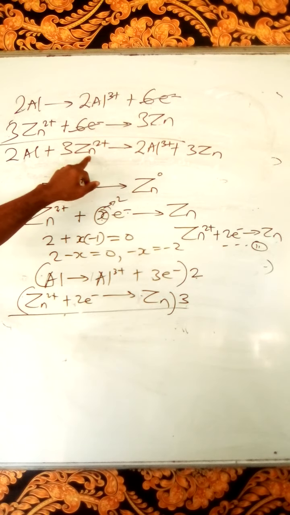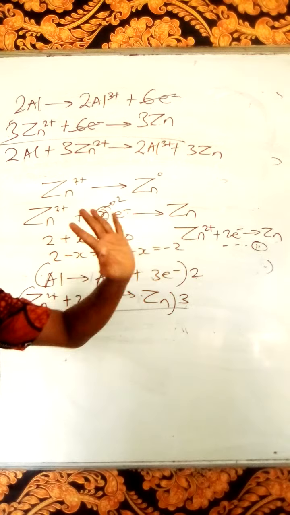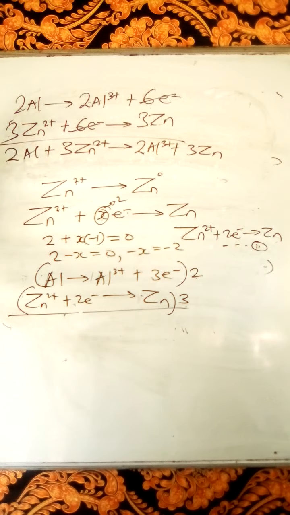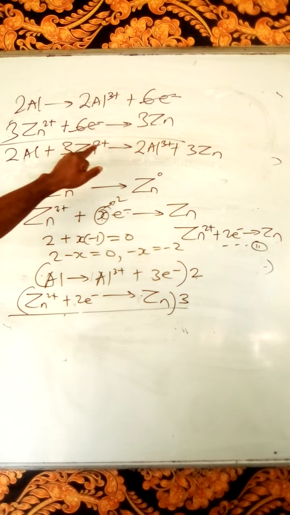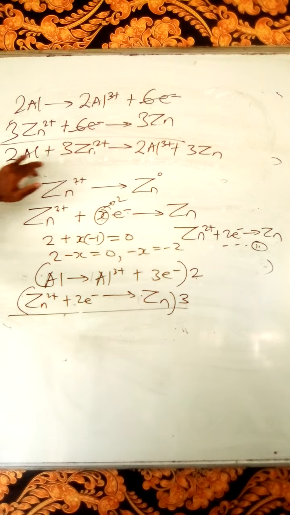Zinc has 3 atoms on the left hand side and 3 on this side. Checking the charges, there is no charge on this, 0. The charge here is 3 times 2, 6. That means the reactant has the charge of 6.